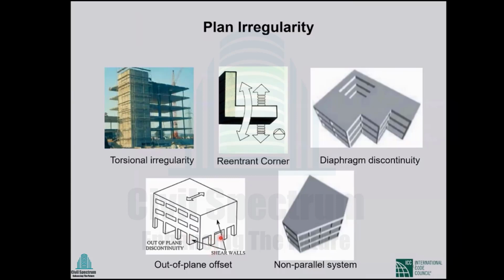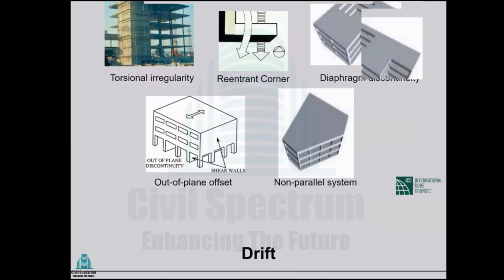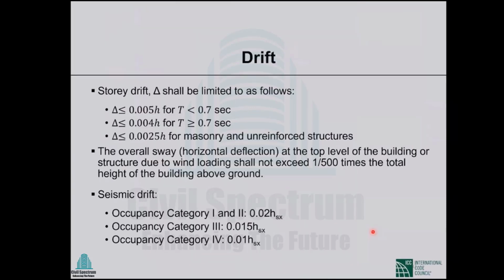So this is out of plane offset. And non-parallel system: if the grids of frames are not parallel, then they're called non-parallel system. So these are the irregularities that we have to be very careful about. Now, why do you need them?